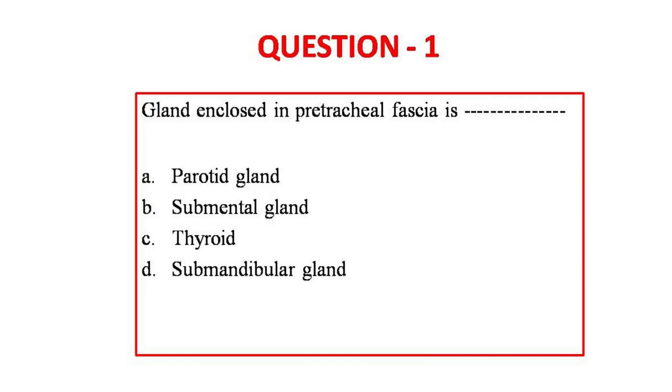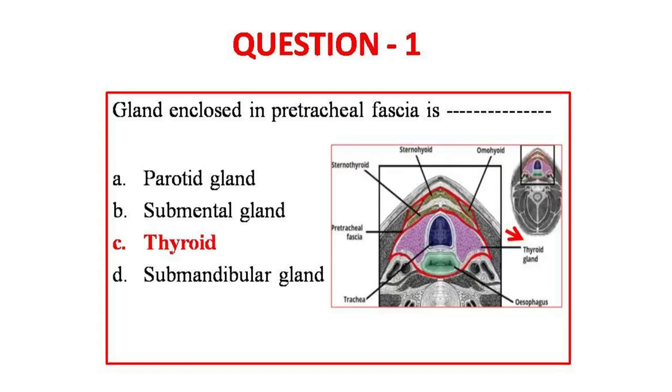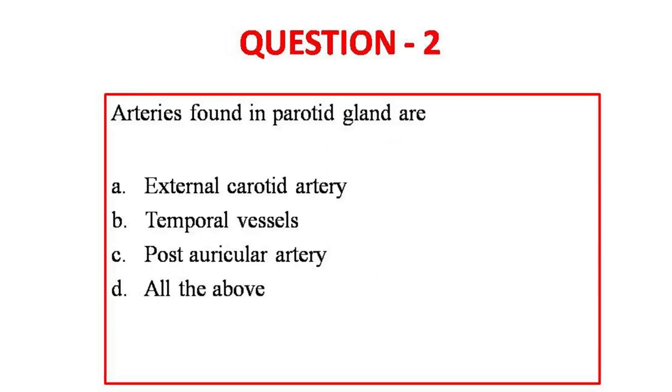So let's start. The first question is: the gland enclosed in the pretracheal fascia is, they've given us 4 options: parotid gland, submental gland, thyroid, and submandibular gland. For this question, the answer is the thyroid gland. You can see in that picture, you can find the pretracheal fascia, that is the pink color. Inside that, you can find the thyroid gland. So the thyroid gland is the answer.